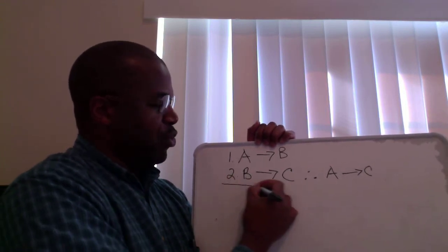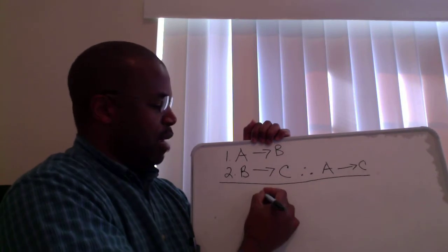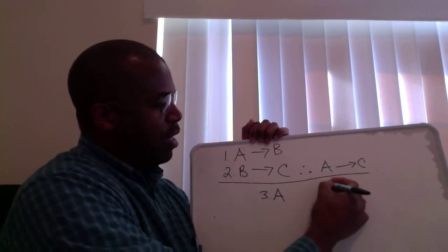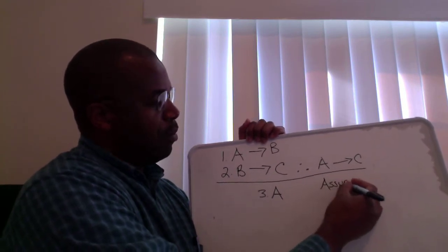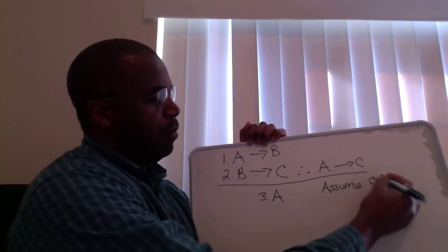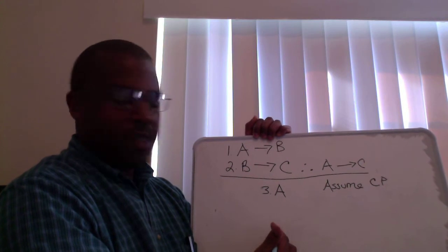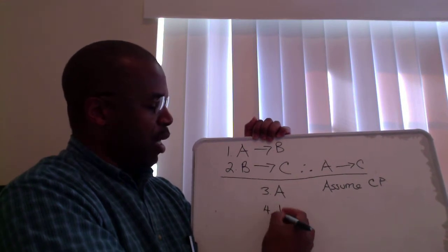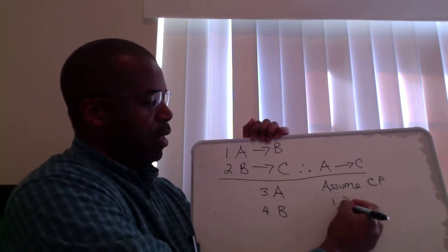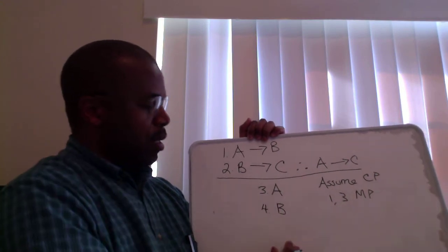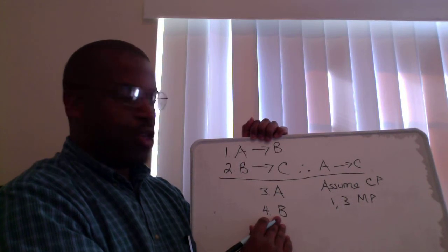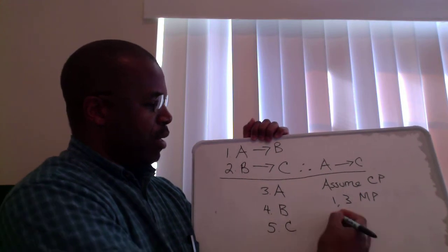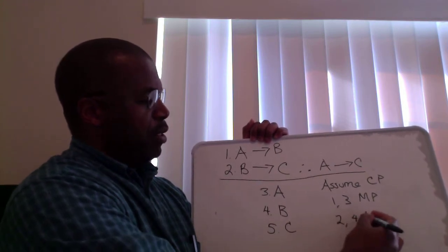You proceed by assuming the antecedent of the conditional, namely A, and your annotation or justification is to say, assume conditional proof, CP. Then you can proceed in the usual way by doing things like modus ponens. So for example, you can do modus ponens between 1 and 3, and that gives you B. And you'll say 1, 3, modus ponens. And then 4 creates an opportunity for you to do modus ponens between 2 and 4, and you have 5, C, and say 2, 4, modus ponens.